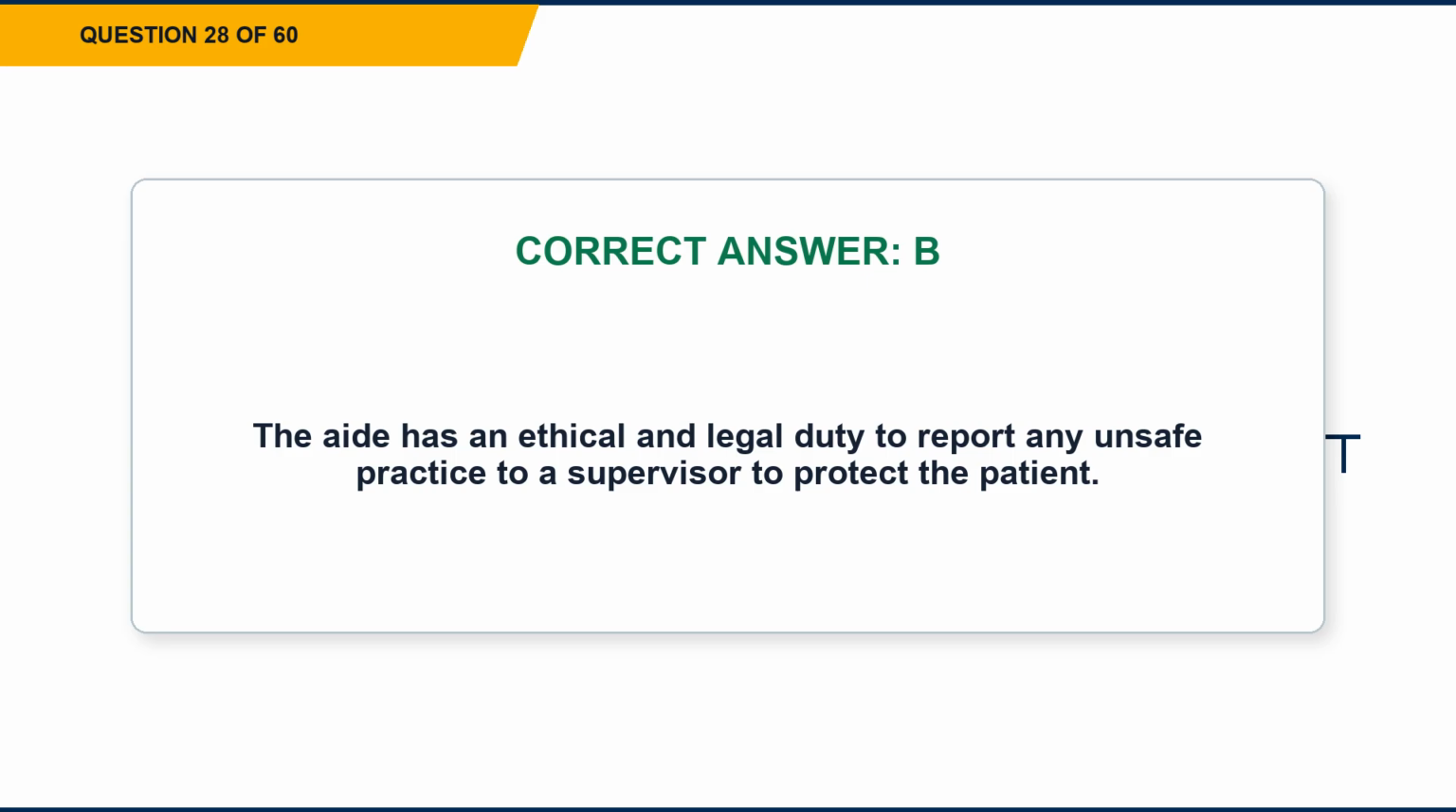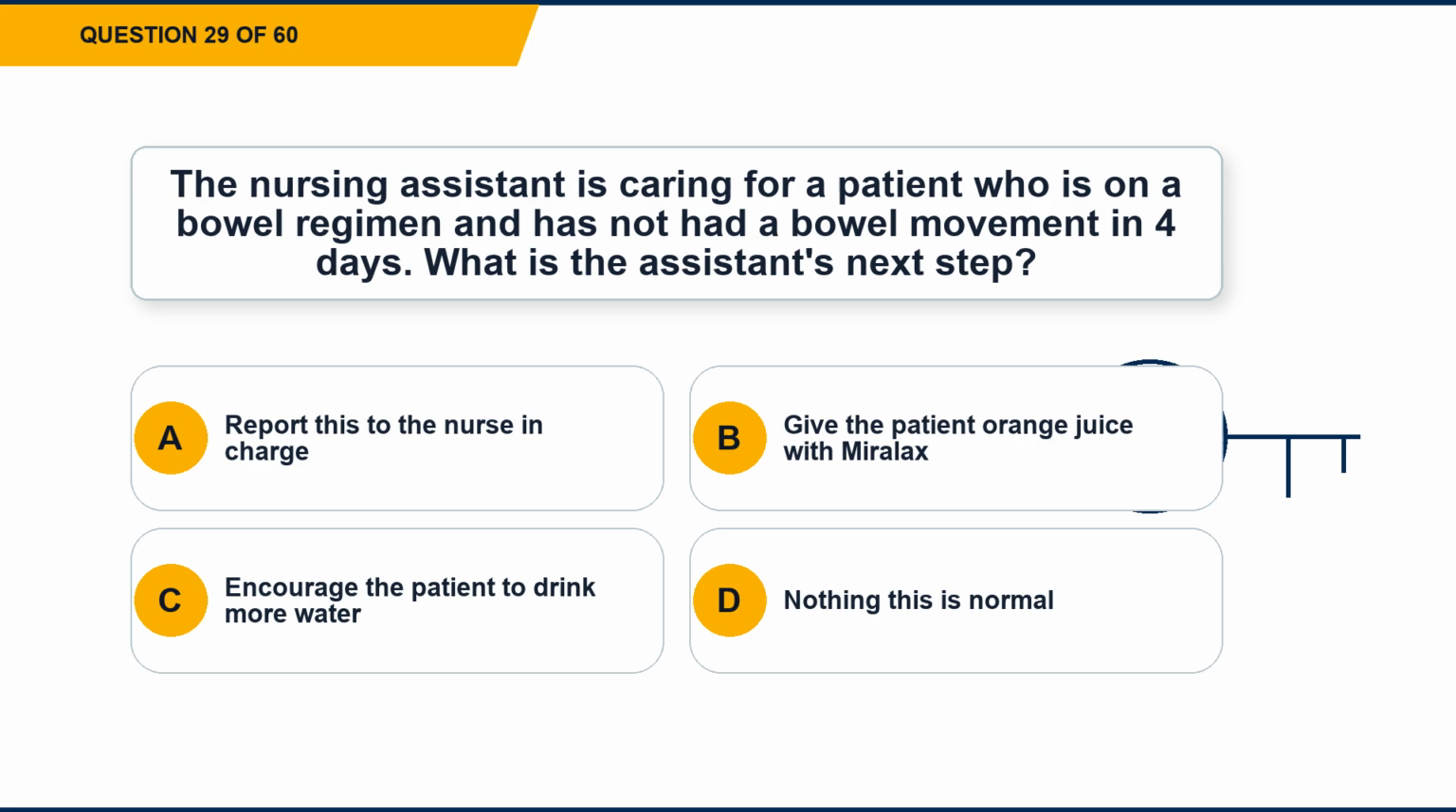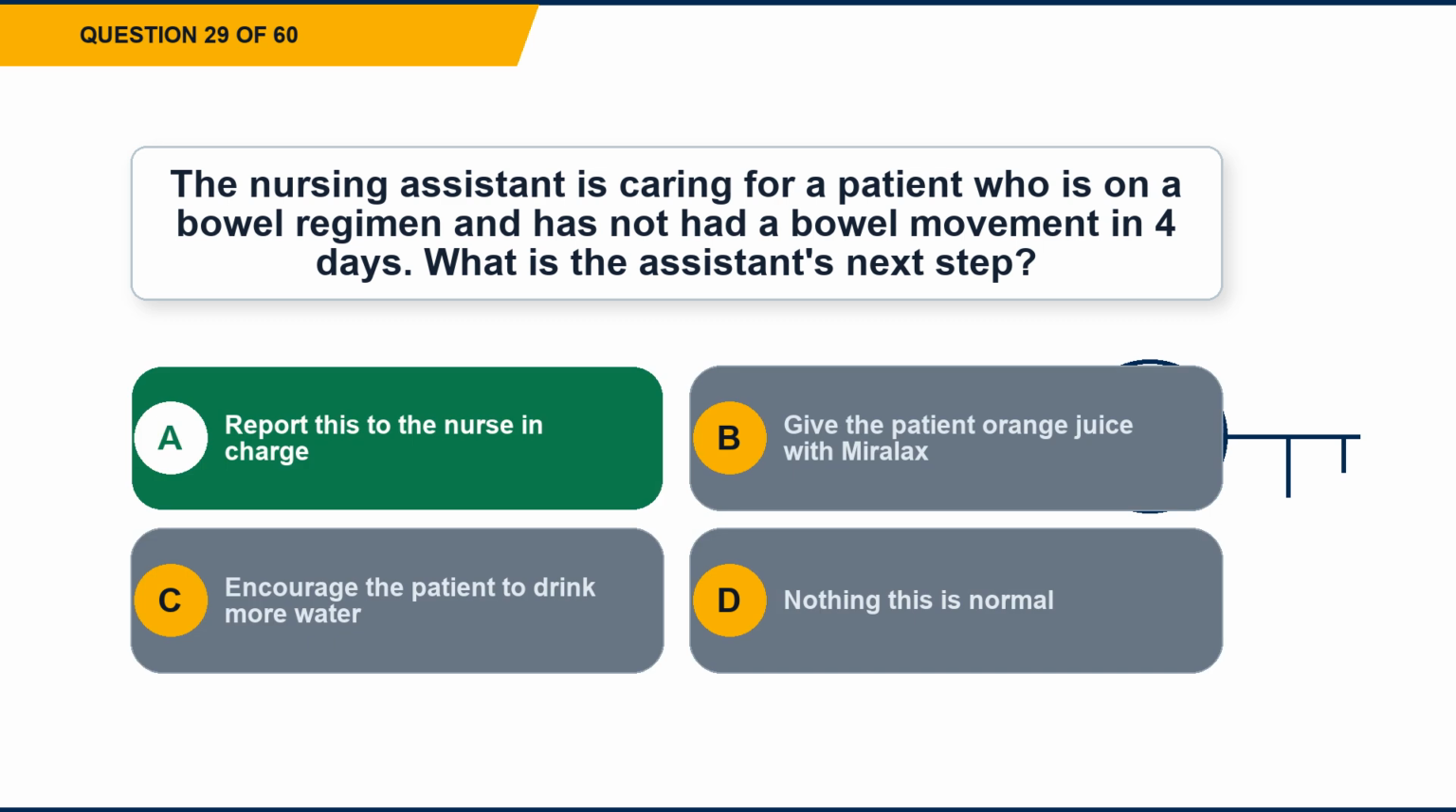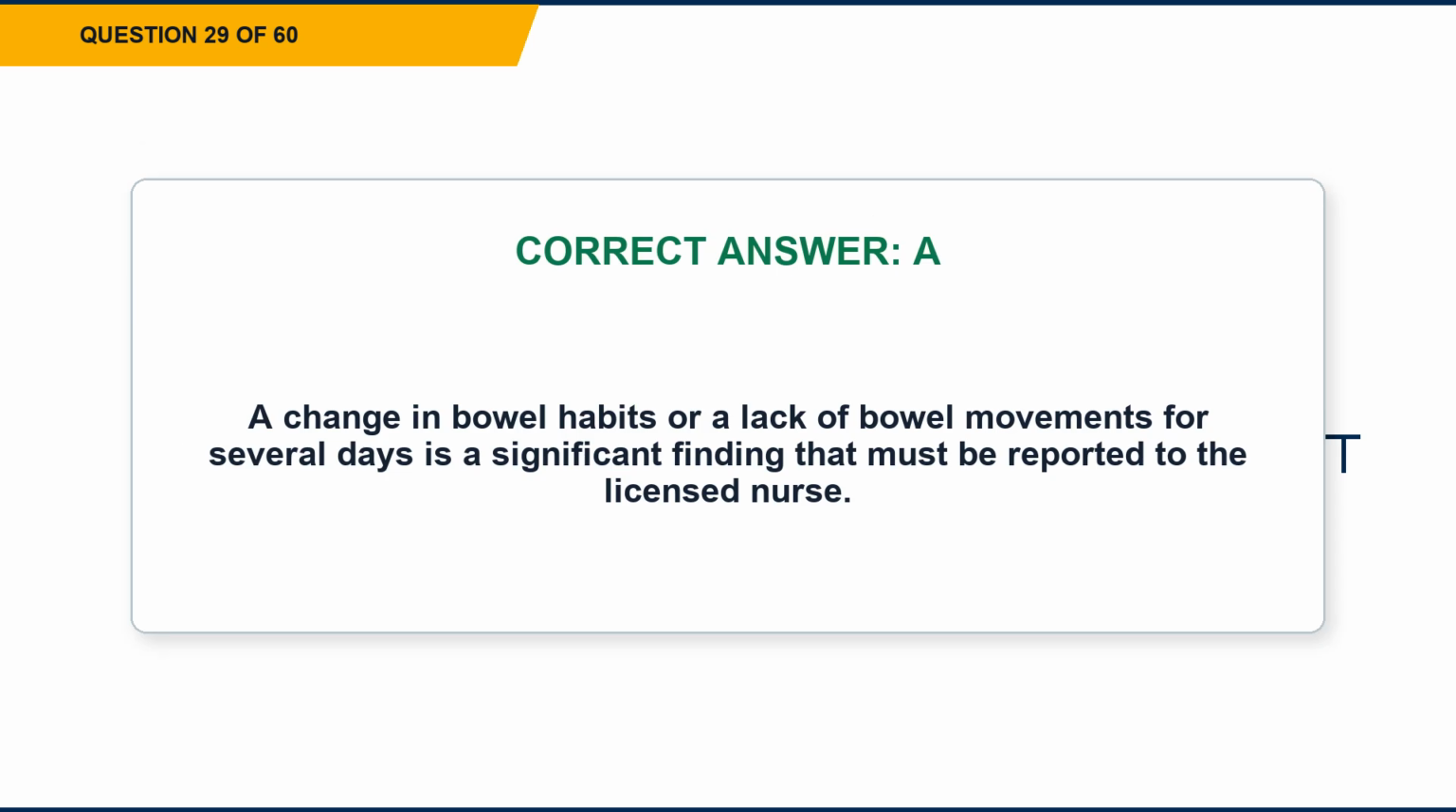Question 29. The nursing assistant is caring for a patient who is on a bowel regimen and has not had a bowel movement in 4 days. What is the assistant's next step? Option A, report this to the nurse in charge. Option B, give the patient orange juice with Miralax. Option C, encourage the patient to drink more water. Option D, nothing, this is normal. The correct answer is option A, report this to the nurse in charge. Explanation. A change in bowel habits or a lack of bowel movements for several days is a significant finding that must be reported to the licensed nurse.